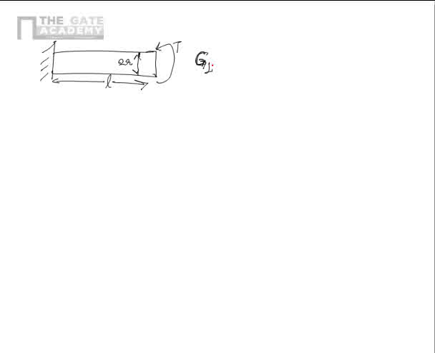Now the twist in this is equal to theta 1, which is T upon J into L by G1. Now the question is, if I replace this material with one which has G2, where G2 is 3 times G1. I will tell you why it is 3 times: this is the case when G1 is aluminum and G2 is steel. Normally the value is 3 times.